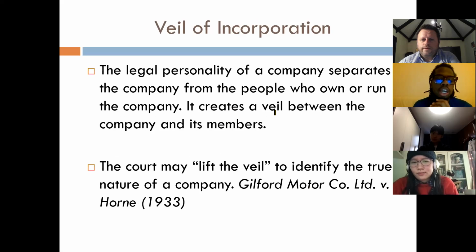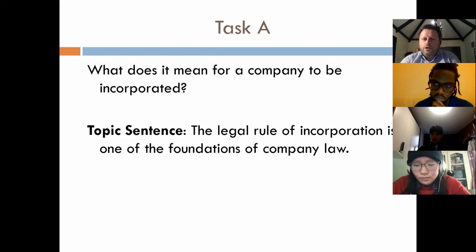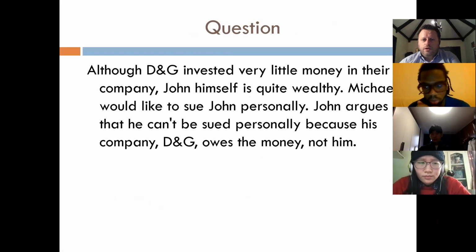Can you take legal action against him personally? Who's him? What's his name? Solomon directly. Well, we're not talking about Solomon in this case. Solomon was the first one. We're talking about this guy, what's his name? John. John is the owner of this company. So yeah, can you sue the owner directly? Because we saw in the question that this guy, John, himself is quite wealthy. So even though D&G has very little money, you want to sue John himself, or Michael wants to sue John.